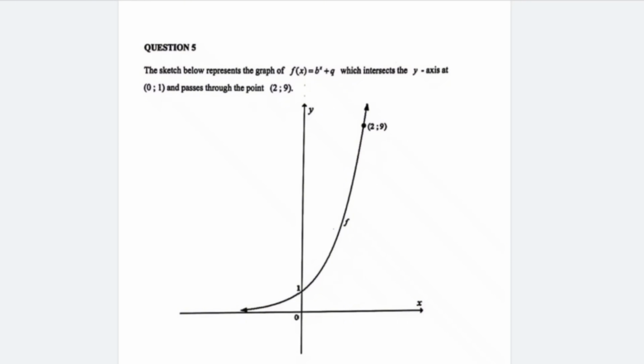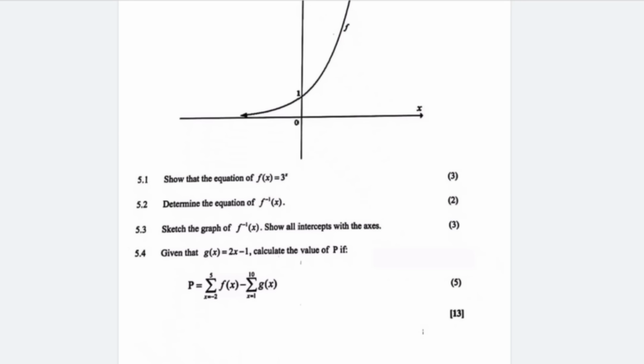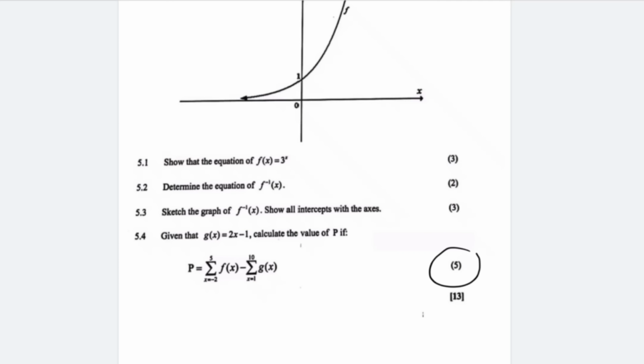So now let's move on to question 5. Question 5 is an exponential question, carrying 13 marks. Let me just quickly start with 5.1.